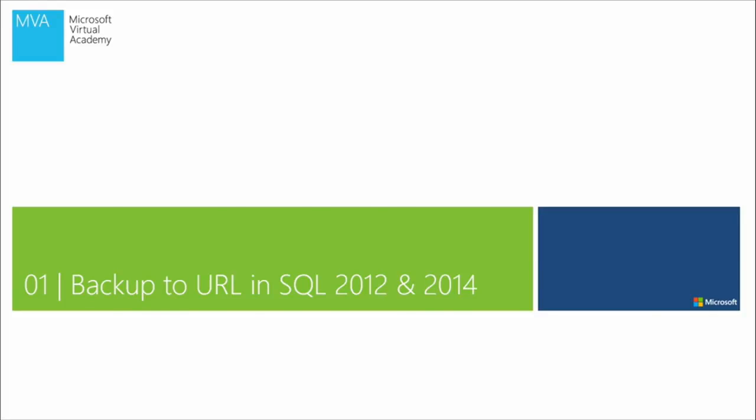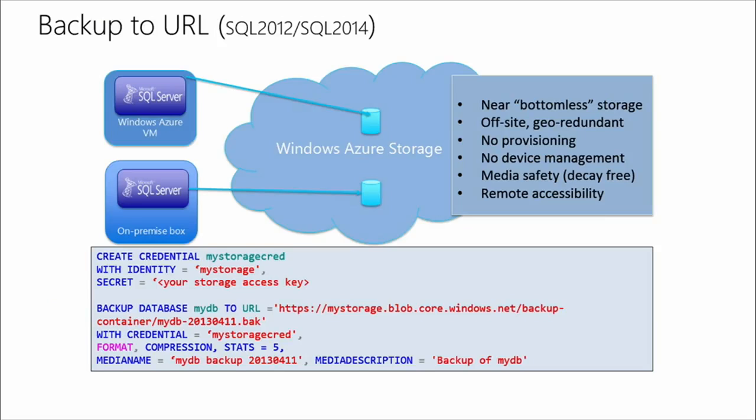So, the backup to URL feature was first introduced in SQL 2012 CU2. We first introduced the T-SQL statement where the device type can now support URL, in addition to the ones that you are familiar with, like disk and tape. So as you can see, the URL type is included in here. In addition to that, we have also introduced support for PowerShell as well as SMO.